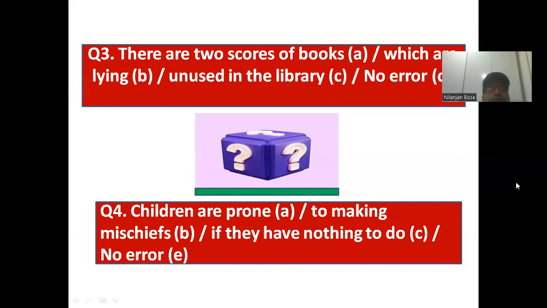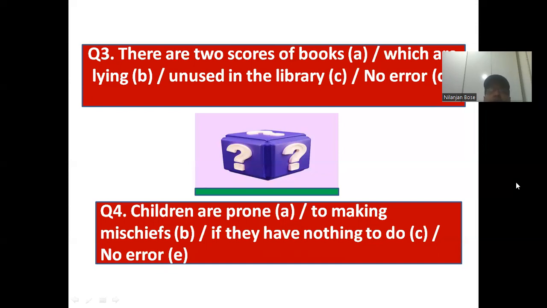Let us move to question number 3. There are 2 scores of books which are lying unused in the library. Okay. So here, if you go through the entire sentence, you will come to know that there are 2 scores. So 2 scores, that particular word scores is absolutely wrong. Why? Because it is preceded by a numerical one, 2 scores, and after that of books is written over there.